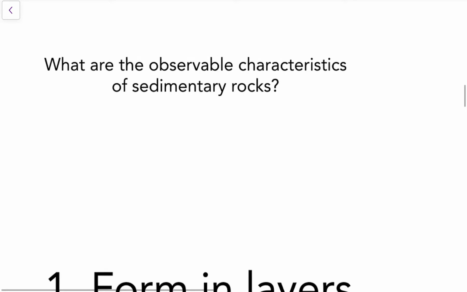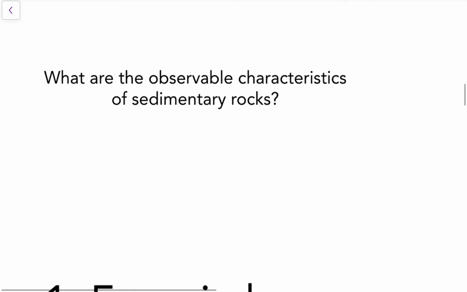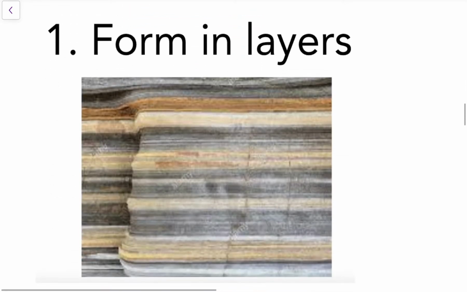What are the observable characteristics of sedimentary rocks? In other words, how do we identify them? If you were to pick up a rock, how would you be able to tell if it was sedimentary? There are 4 main characteristics that we are going to talk about in this video. The first is that they form in layers.